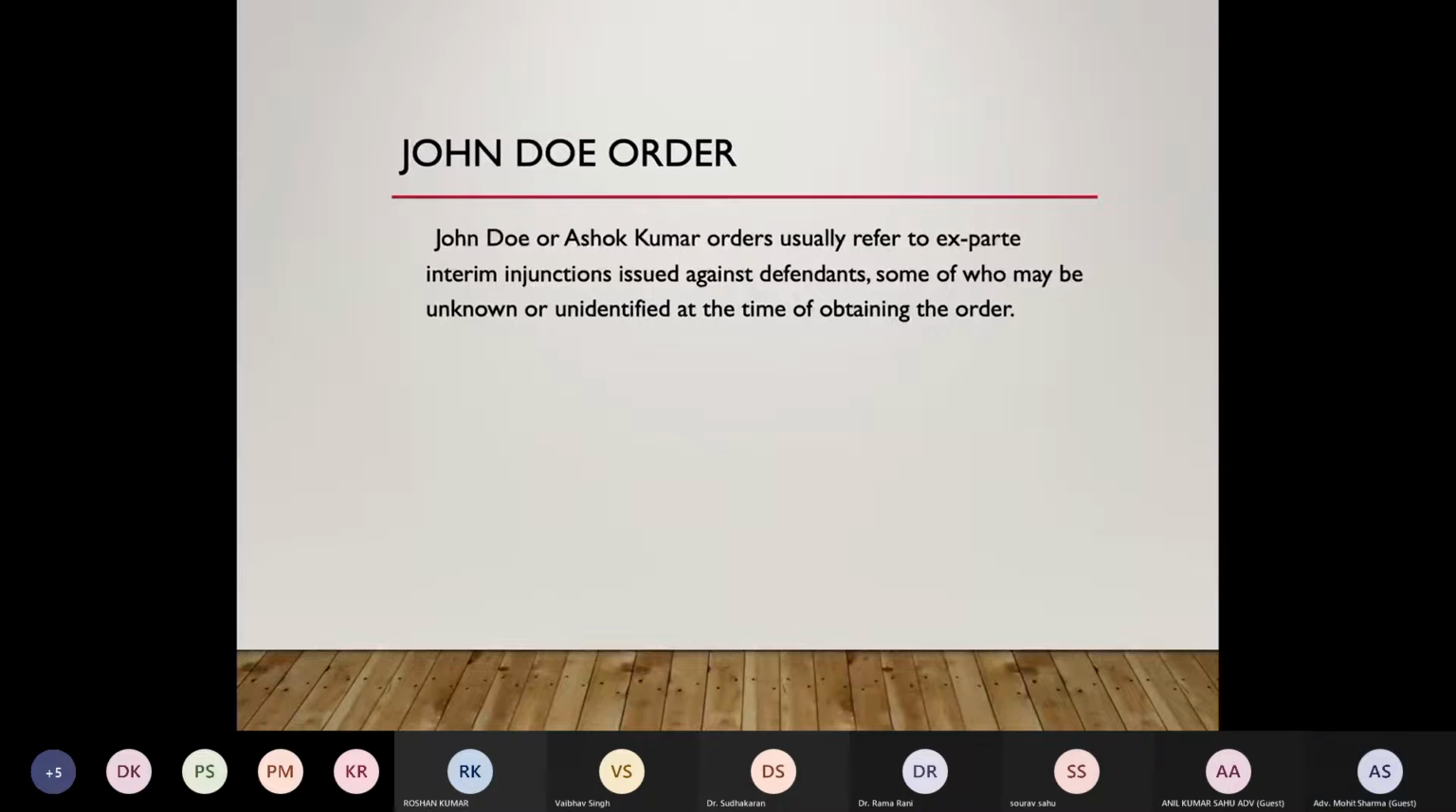us the permission to file the cases in the name of Ashok Kumar, that is John Doe, and to seek the appropriate relief against those persons also whose identity are unknown at the time of filing the suit.